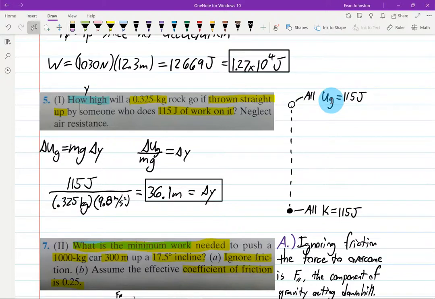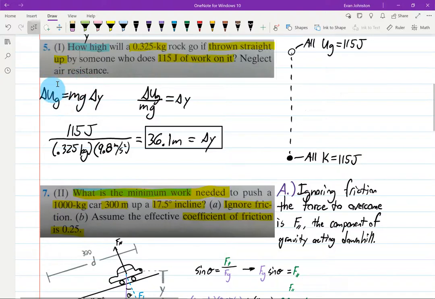At its maximum height, it pauses for an instant at the top. Since that's the case, there's no kinetic energy at the top, so it's all potential. So I can go ahead and say my potential energy depends on the mass, g, and the height. We know the energy is this 115 joules. We know the mass. We know what g is. I can just do some algebra and solve for y.